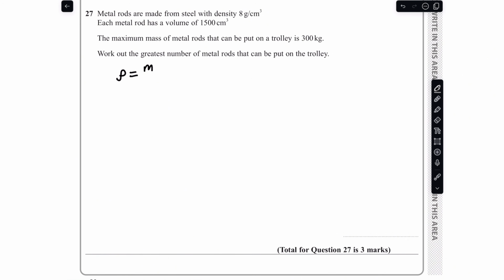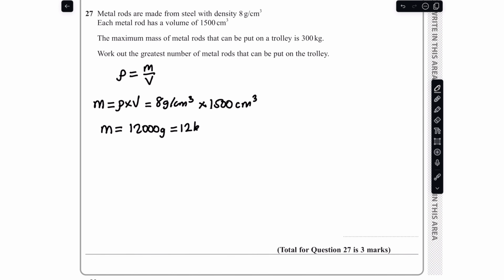Density equals mass over volume. So to obtain the mass, you need to multiply the density by the volume. So in this case, that's going to be 8 grams per centimeter cubed multiplied by 1500 centimeter cubed. And so the mass equals 12,000 grams, which is also the same as 12 kilograms. So remember, when you convert from grams to kilograms, you need to divide by 1,000.